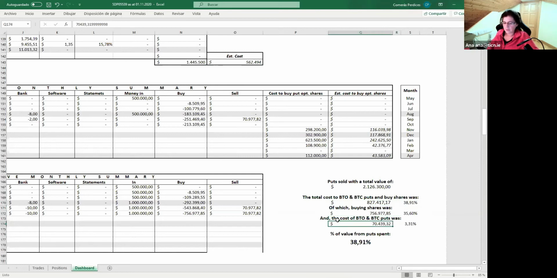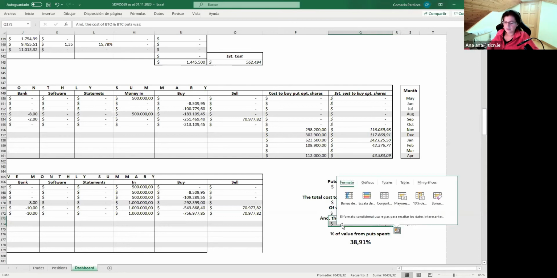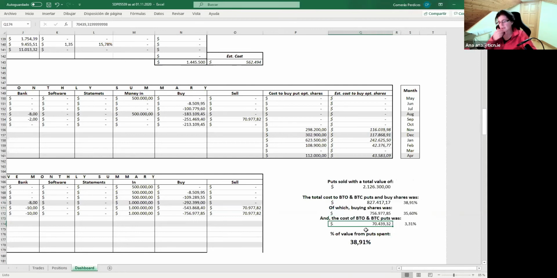And the next figure that we have here, the cost of buying to open and buying to close the puts was 70,000, which is buying lids and buying back options. The figure that we focus on is this one, the 38.91, because this is the cost of, let's say, running the business. And running the business, what is it?